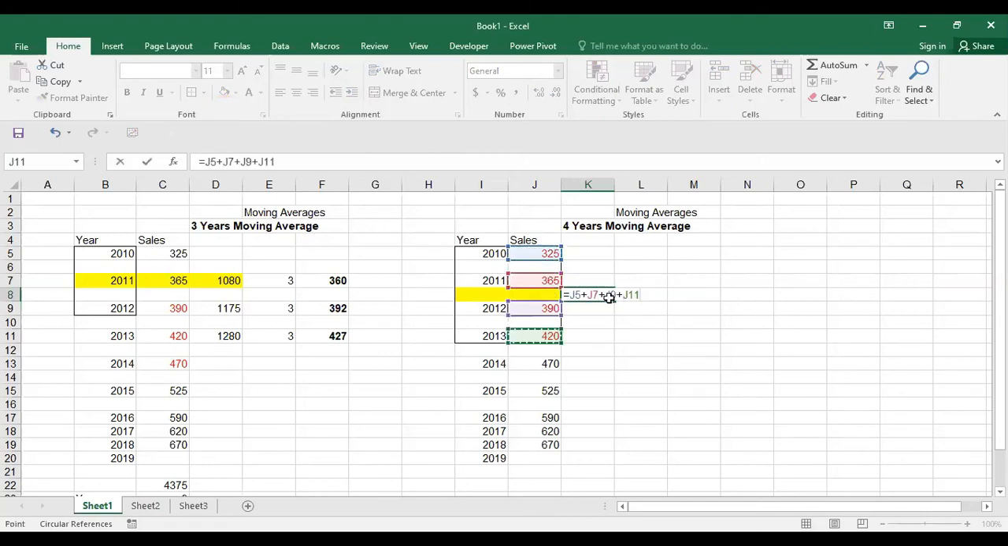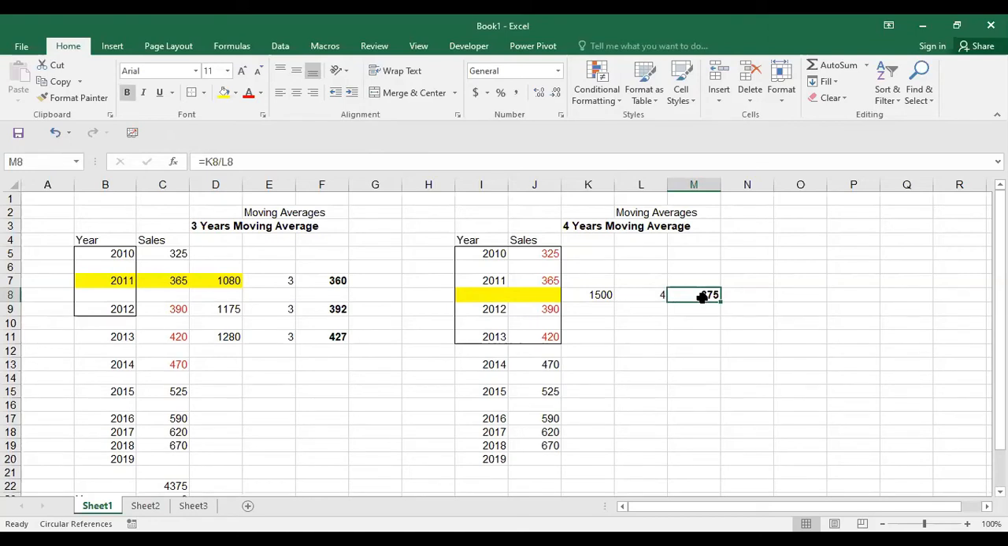The number comes to 1500, and I put it like 4 years, because we are doing a 4-year moving average. And this I divide by 4, it makes 375. Now this 375 does not lie in front of any year. It is not in front of 2011, and it is not in front of 2012. That is one issue. We will solve this issue, but let's do one more average.